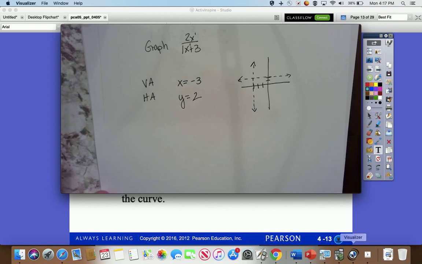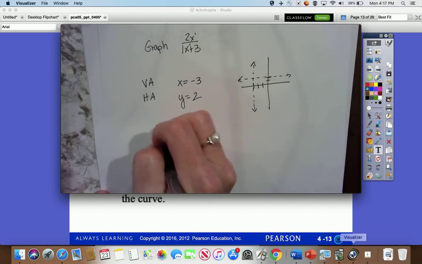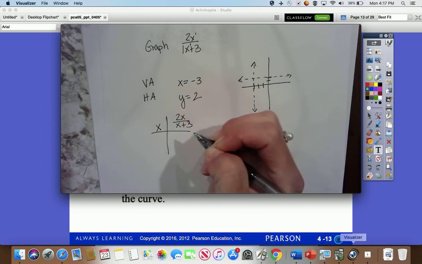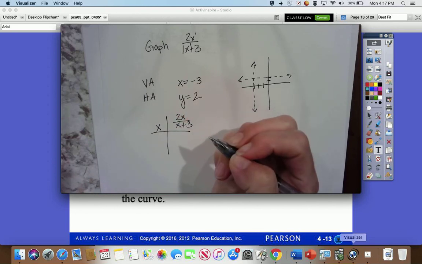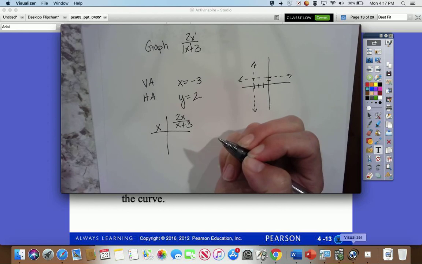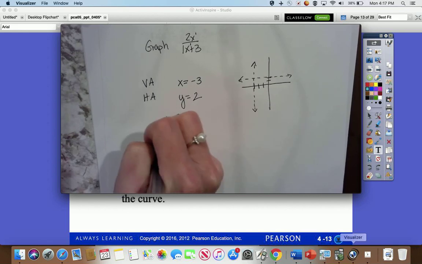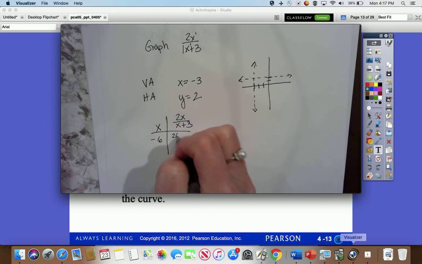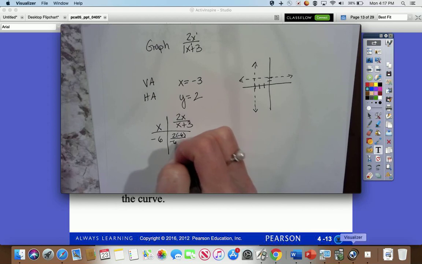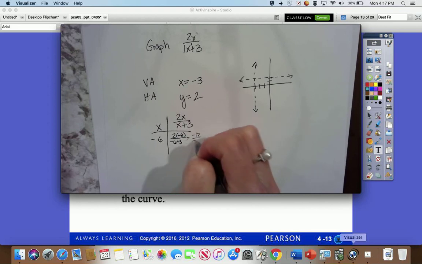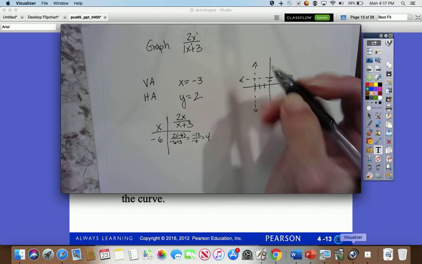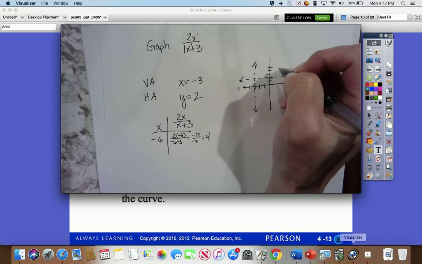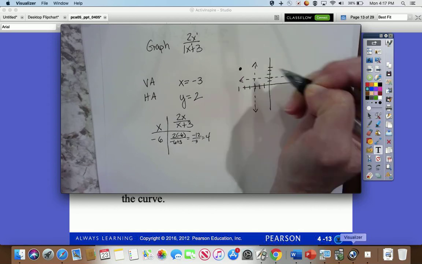And if we wanted to get a good graph of this, then we would make a little table like so. And we would plug in numbers. Like if you plug in -6, you're going to get 2 times -6 over -6 plus 3. So -12 over -3 is 4. -6, 4. So there's -3, -4, -5, -6. Why did I pick -6? Because I've worked this problem out already. But why would you pick -6?